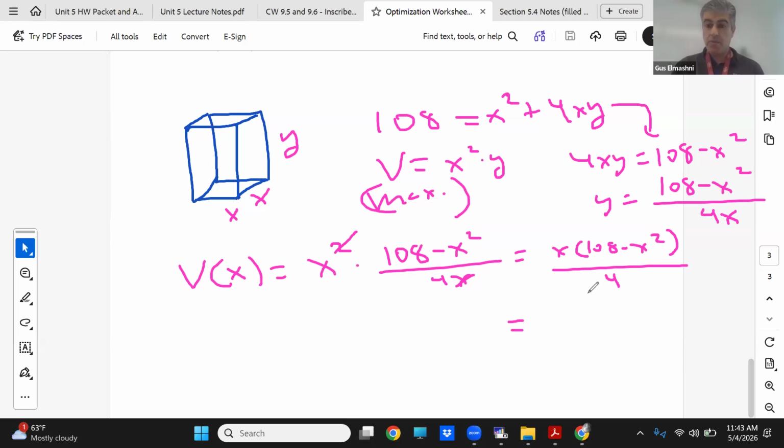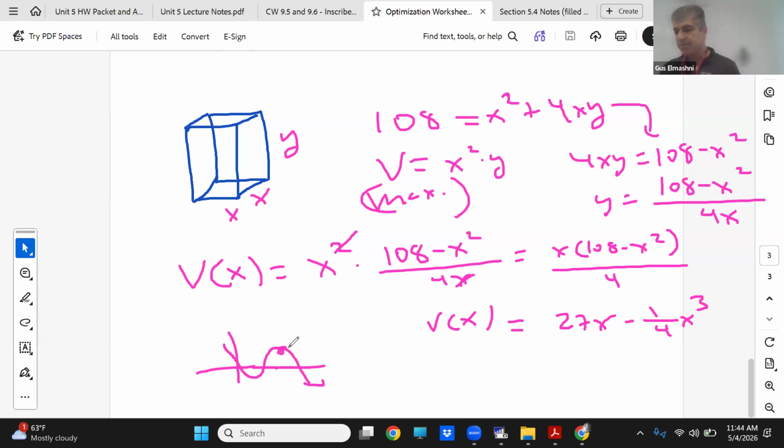That's 27x minus 1/4 x cubed. Would you guys agree? Okay. Now, you guys in Mr. Band's class would graph this, and the graph would look something like this. And then you find the peak and you're good, right? We're not going to do that. Even though we know graphing works, we're going to use calculus, right? But so far, we're okay. Is everything okay? Cool.